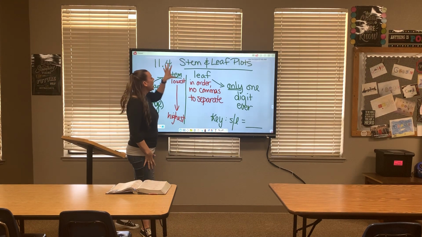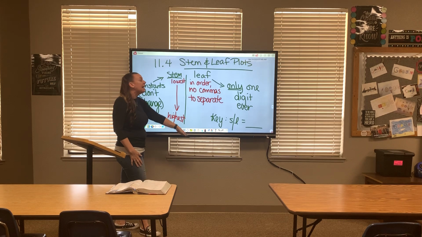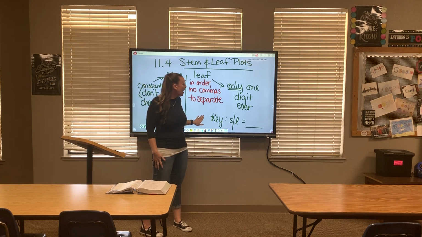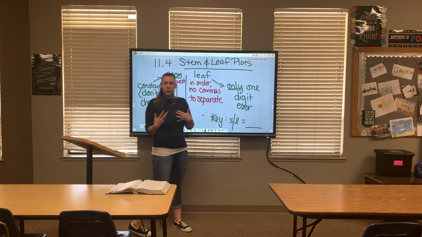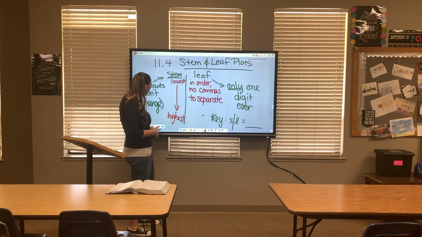So every stem and leaf plot has a stem, you separate it with a line, you have your leaves, and then you have a key. You use your key with a stem and a leaf and then show what it equals. So I'm going to show what that looks like.